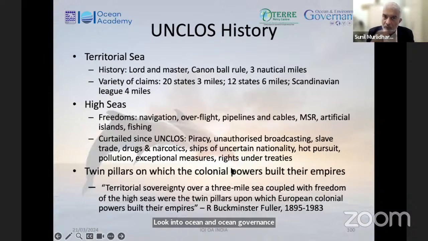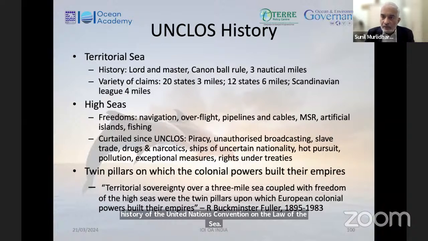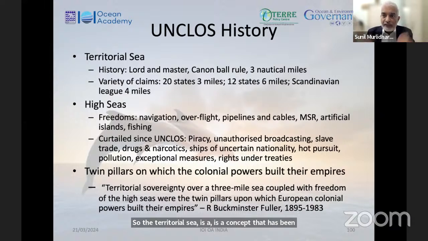So let me go into the history of ocean governance and the history of the United Nations Convention on the Law of the Sea. The territorial sea is a concept that has been there for as long as humanity has been civilized, as it were. For as long as we have had kings and queens and rulers, we have had this concept of territorial sea, because we have had the concept of territory. Because if you are a king or queen then you are a king or queen of some place, and then if there's a sea next to it, how much of that sea do you want to apportion to your own kingdom, to attach to your kingdom, as it were?